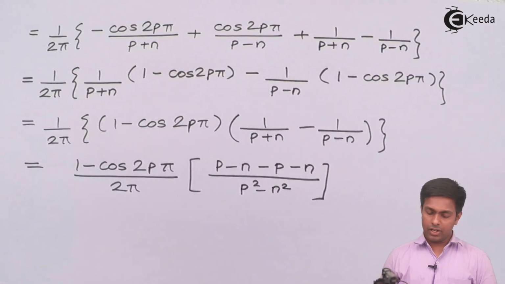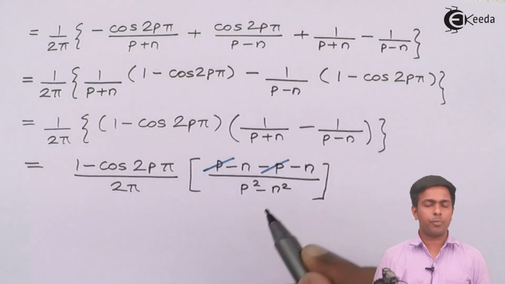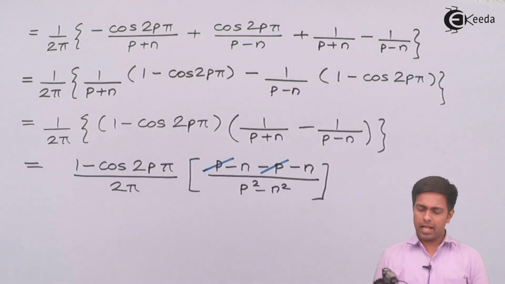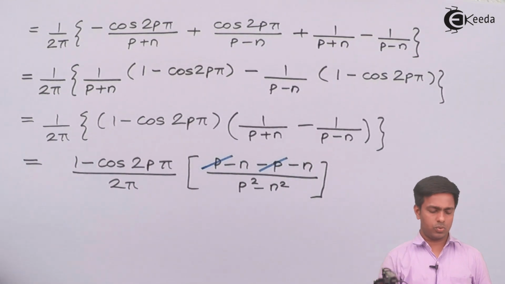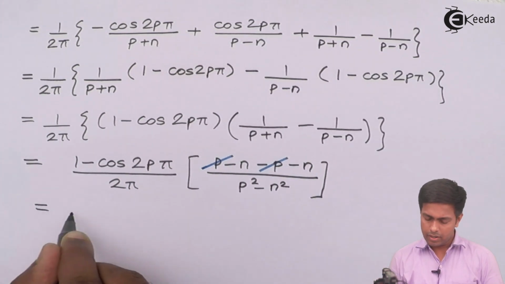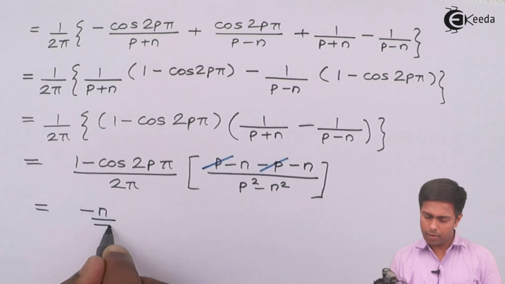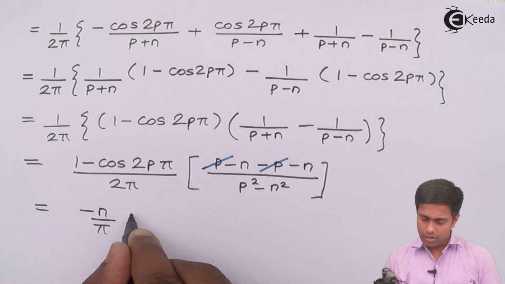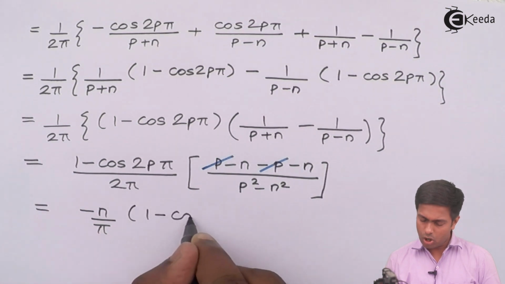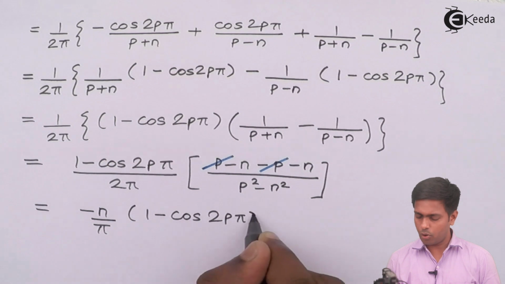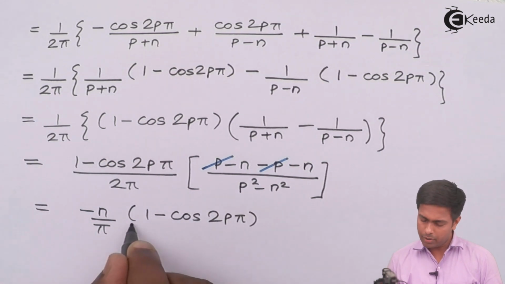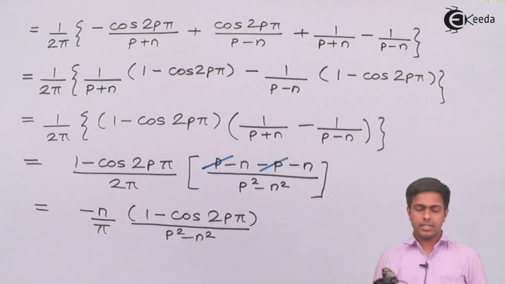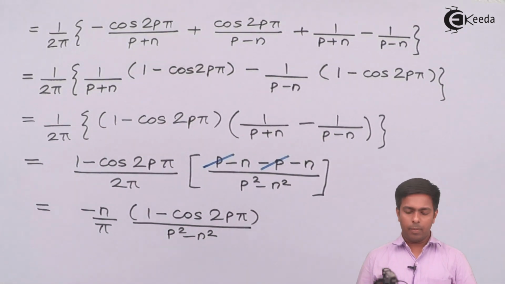Now here we can cancel p with negative p, and minus n is minus 2n, and that 2 will be cancelled with this 2. So we will get negative n upon pi from the denominator, because 2 and 2 cancelled. Then in the bracket, 1 minus cos of 2p pi from the numerator, and from the denominator p square minus n square. So guys, this is the value of bn.